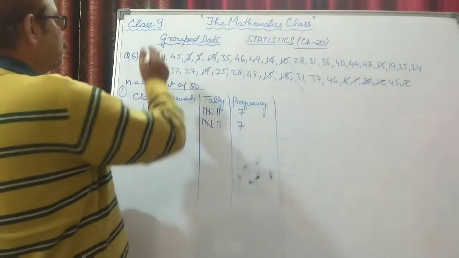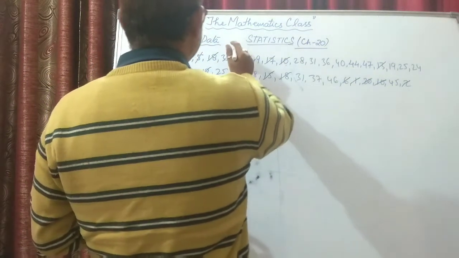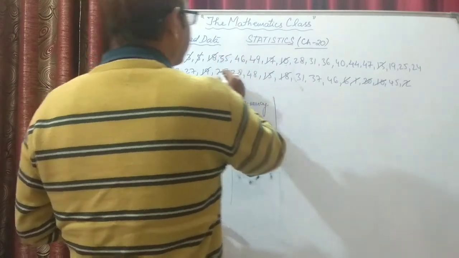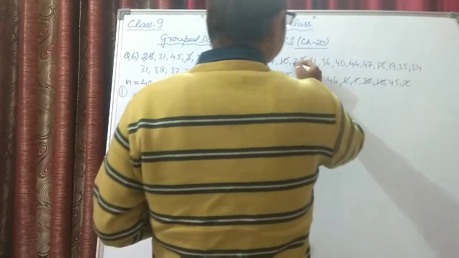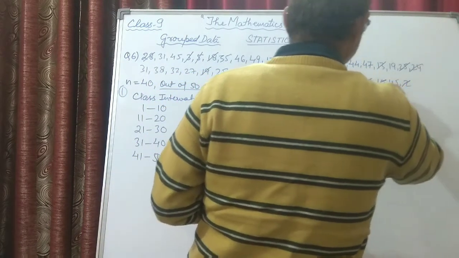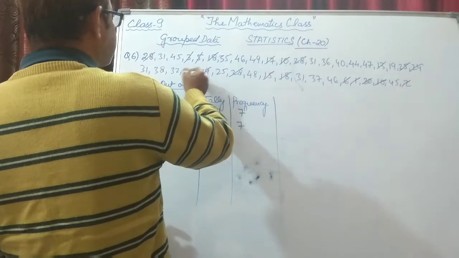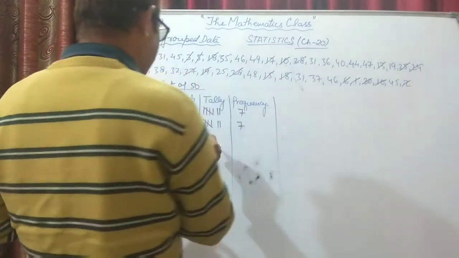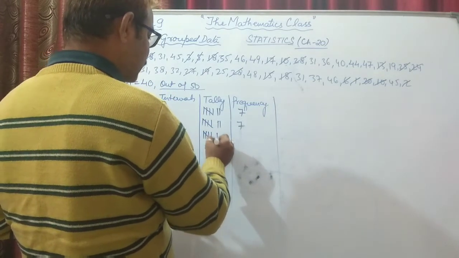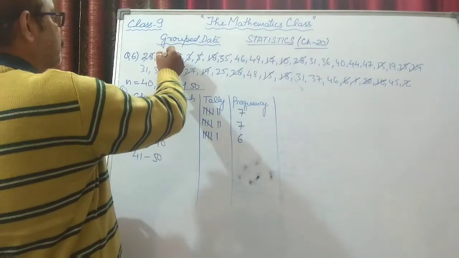Then from 21 to 30, 1, 2, 3, 4, 5, 6. Total are 6. Frequency is 6.